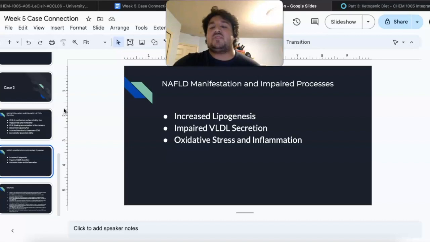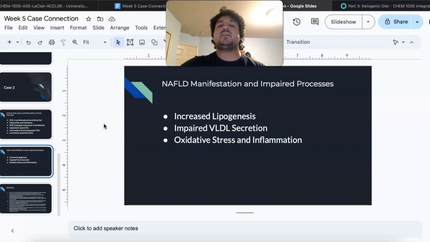Then you have impaired VLDL secretion. When the liver accumulates excess fat, its ability to properly assemble and secrete VLDL particles may be impaired, and this can lead to further accumulation of triglycerides within the liver cells. The inability to efficiently export triglycerides as VLDL particles exacerbates hepatic steatosis, which is fat accumulation in the liver.